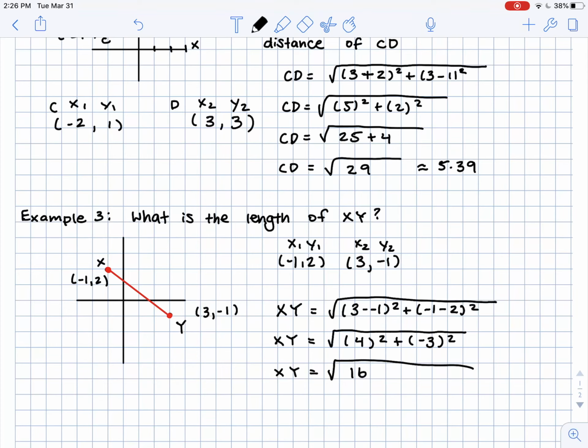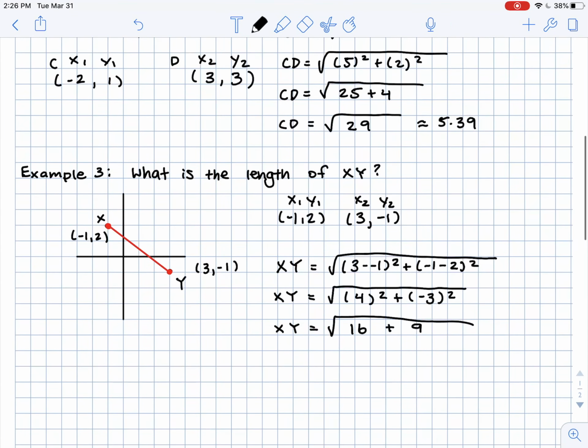Xy equals the square root of 16 plus 9. Remember, a negative times a negative is a positive. The length of xy equals the square root of 25. And this is going to simplify down to 5.